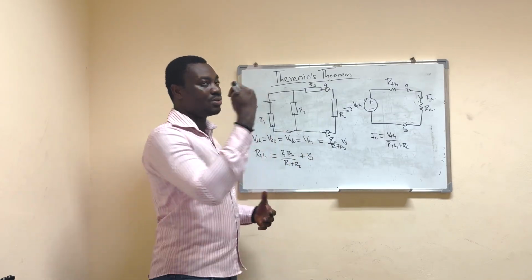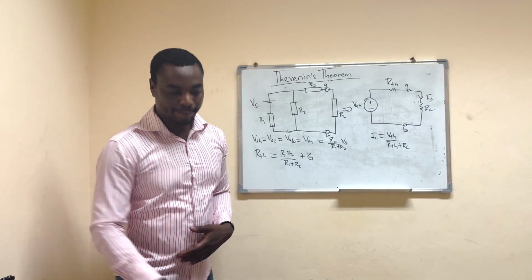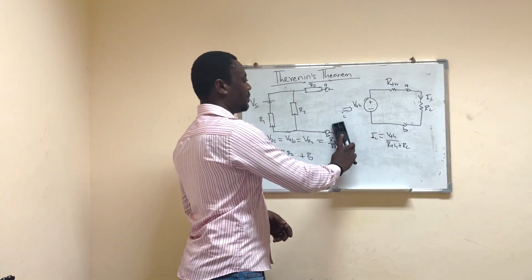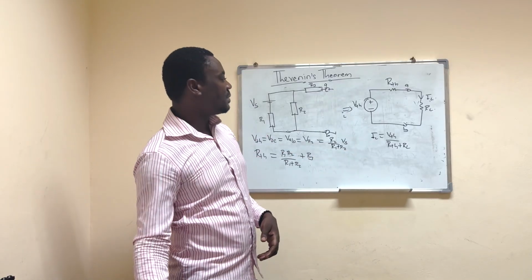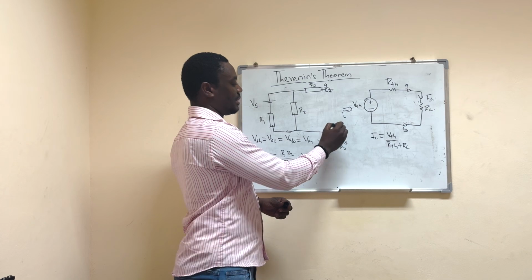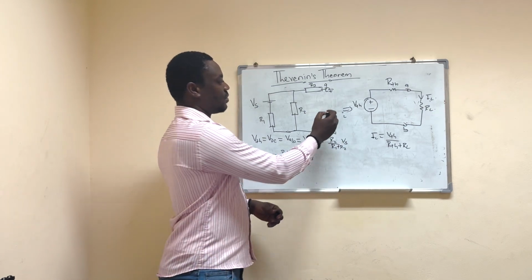By removing the load, right? So we come here, we remove the load from the circuit diagram. So now we have an open circuit here, and we can add the terminals. We have an open circuit.